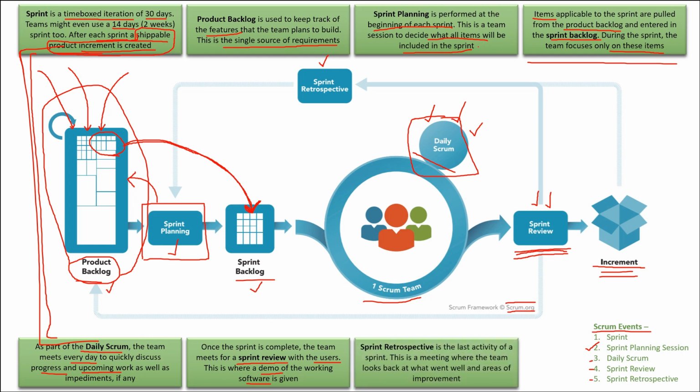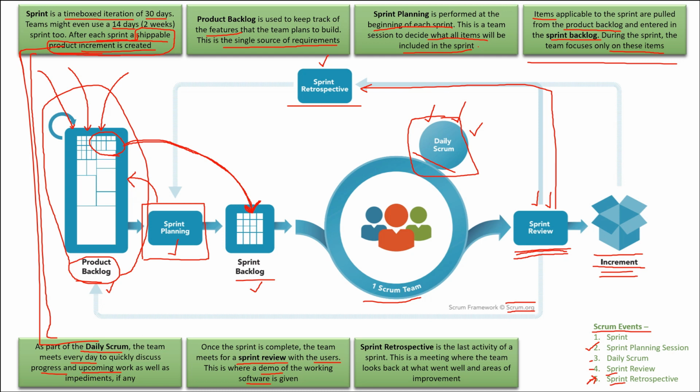And finally, the last thing that you see here, this is the increment. This is something that you have reviewed with your customer. From here on, you move to the last item in the Scrum framework, which is the sprint retrospective. This is also a Scrum event. Just like the sprint review was, the sprint retrospective is also a Scrum event.